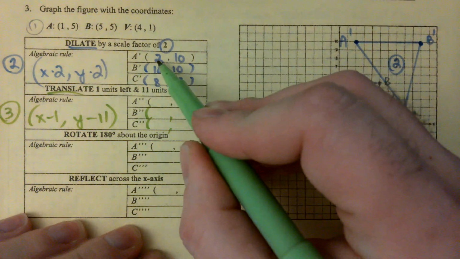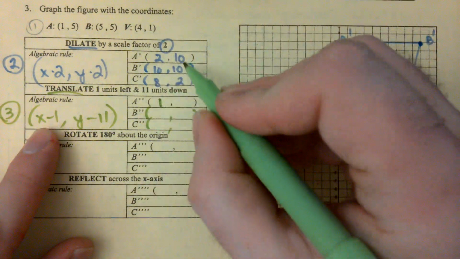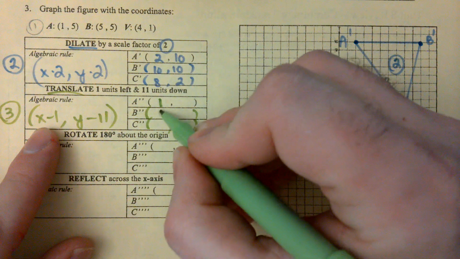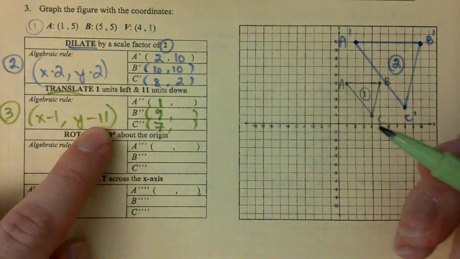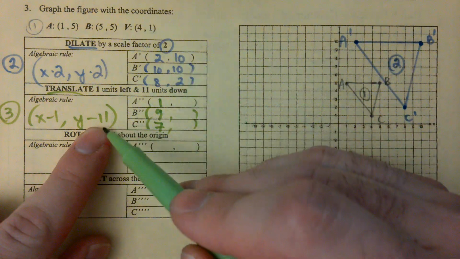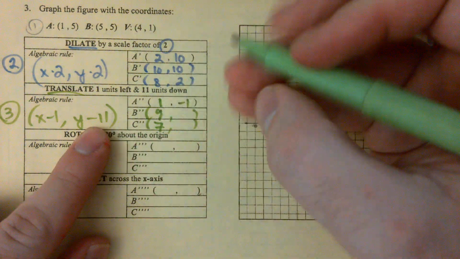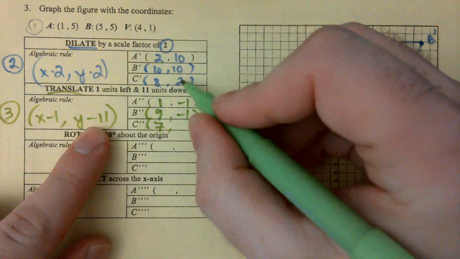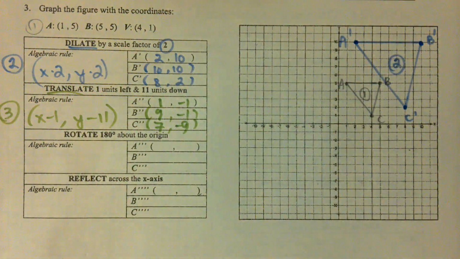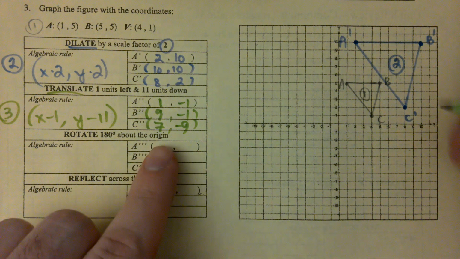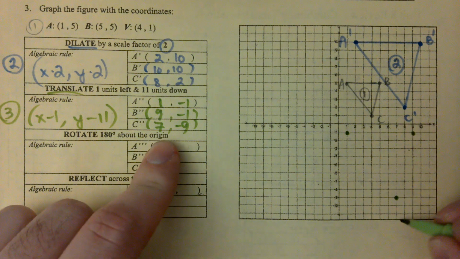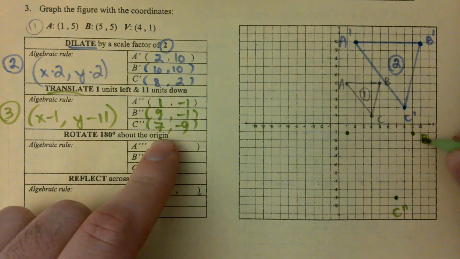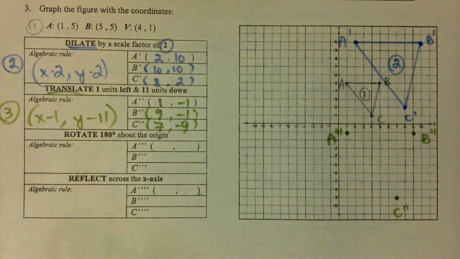2 minus 1 gives us 1. 10 minus 1 gives us 9. 8 minus 1 gives us 7. Take a look at the y coordinates. 10 minus 11 gives us -1. Now 2 minus 11, that's going to give us -9. Right? So 1, -1; 9, -1; and 7, -9. C double prime, B double prime, A double prime.